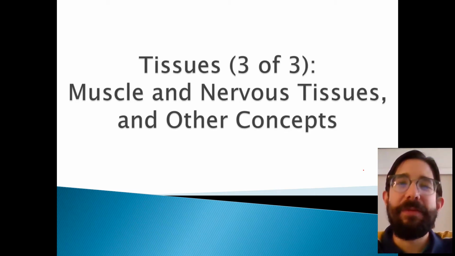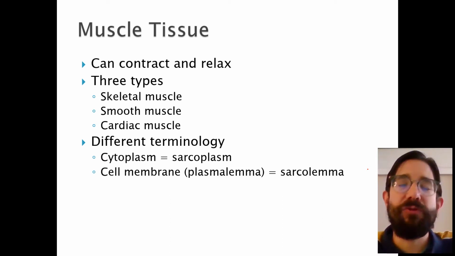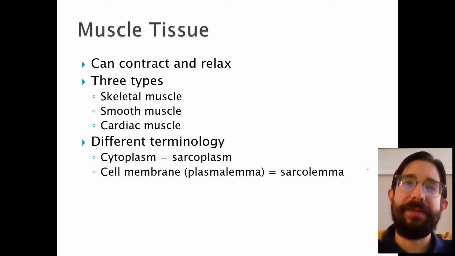Let's finish our tissue talk by looking at muscle tissue. And muscle tissue can contract and relax. And there are three types of muscle: skeletal muscle, smooth muscle, and cardiac muscle.